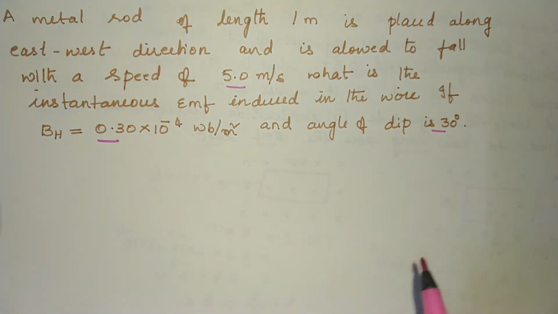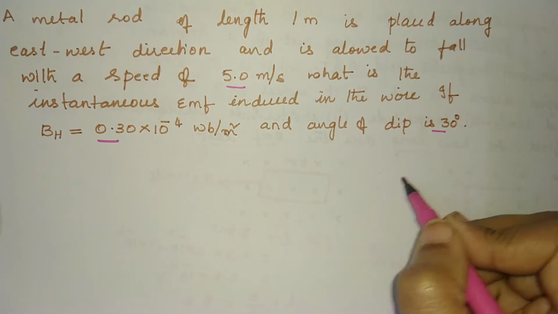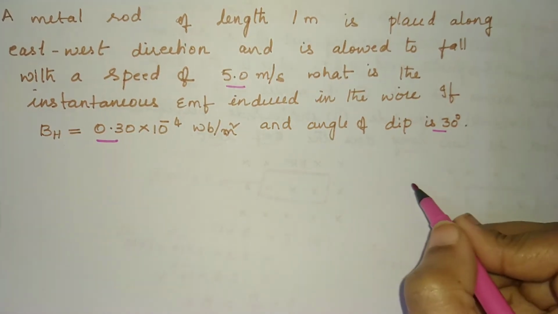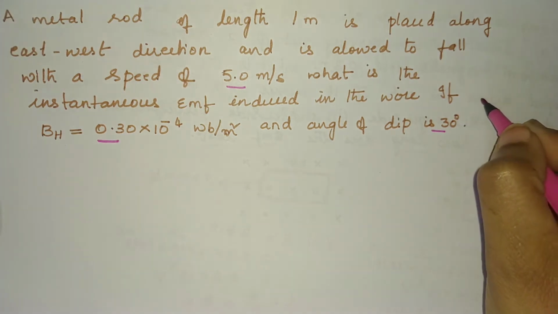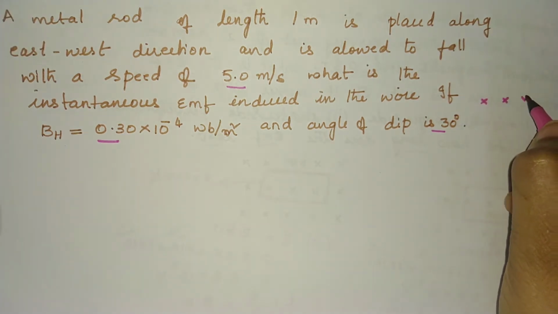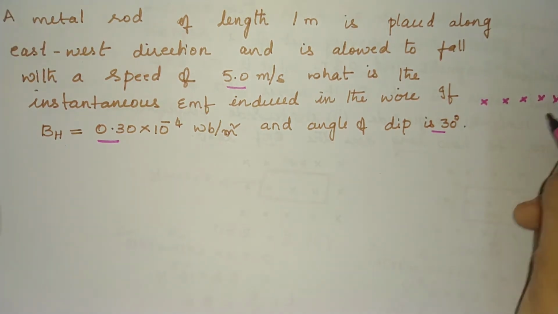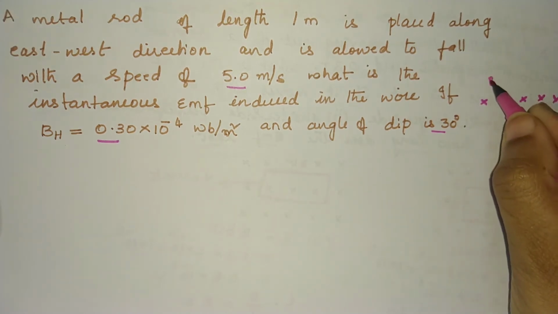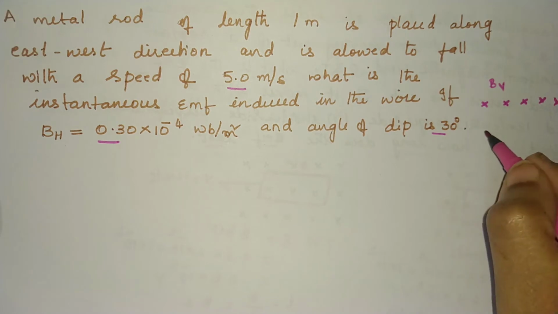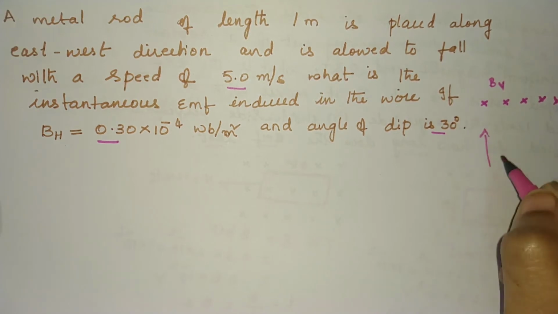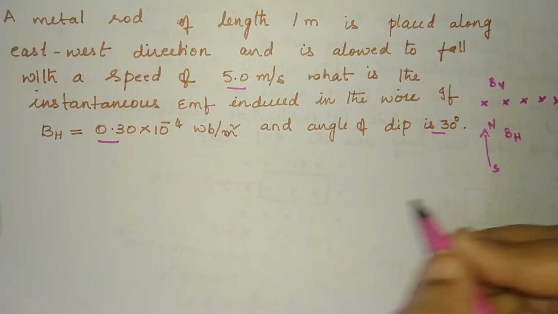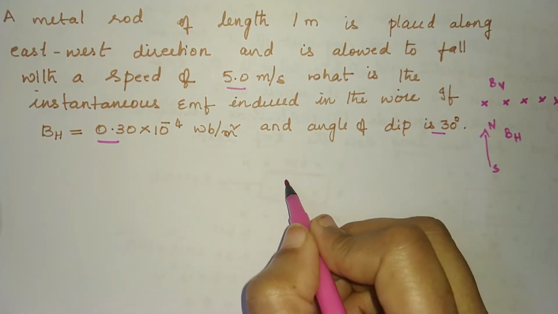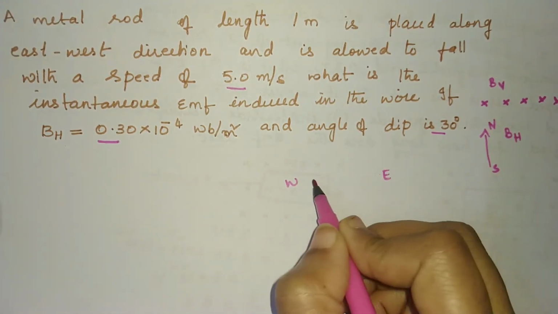Whenever you are solving this type of question, remember there are two magnetic field components, horizontal and vertical. The vertical component is always directed towards the center of the earth. I'll take the direction inward, vertically downward, and this is the direction of BV. The horizontal component is always directed from south to north. So this is the direction of BH. Now let me take west, east along this.